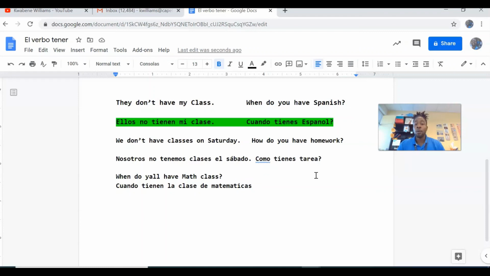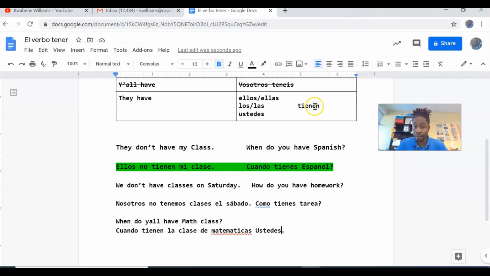And at the end, I could add, when do los profesores? That would change this to, when do the teachers have math class? Los alumnos would say, when do the students have math class? ¿Cuándo tiene la clase de matemáticas Juan y Kate? So now it's saying, when does John and Kate have math class? But this isn't what we want. We want y'all. So this is where we're going to put y'all. We're going to choose ustedes. Ustedes only matches tienen. It does not match tenéis. So if you have tenéis here, then what you actually have here is not ustedes, it's vosotros.